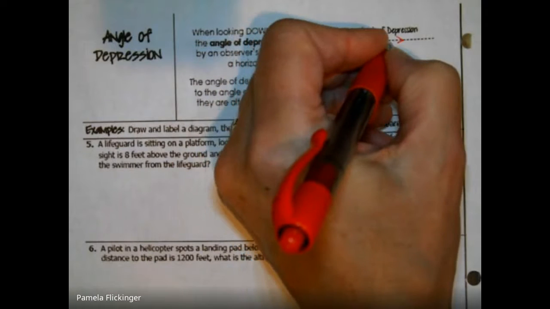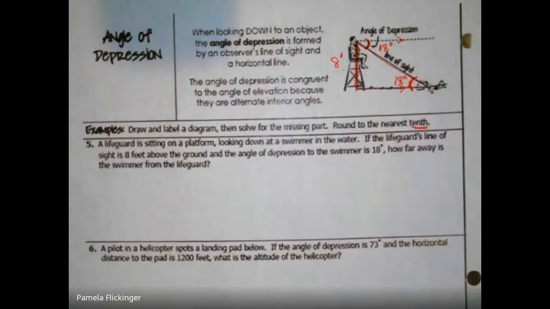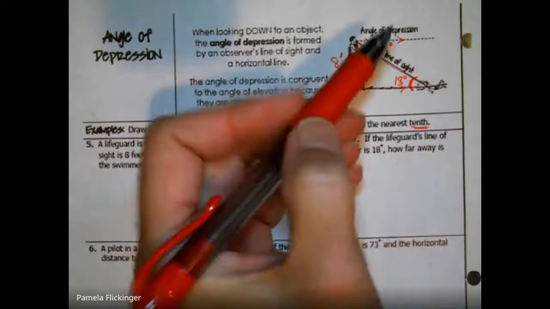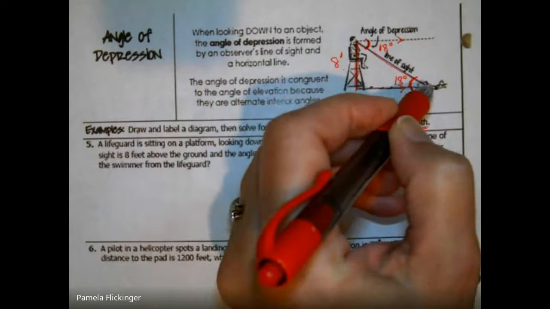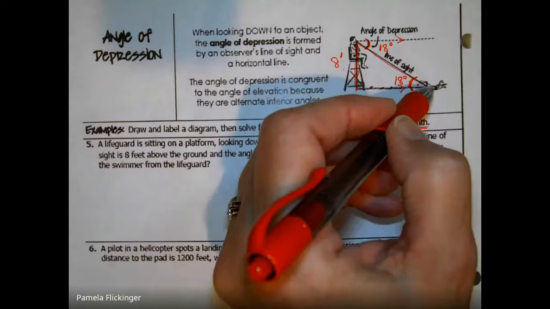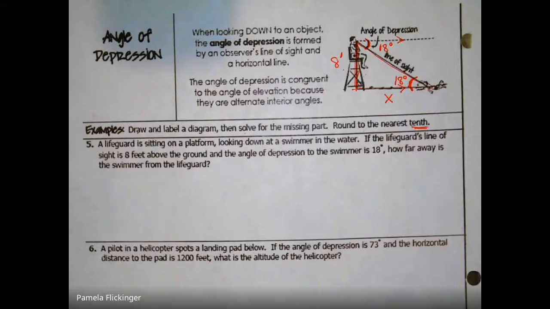So if that would be 18 degrees, then down here our angle of elevation is 18 degrees. And the question is, how far away is the swimmer from the lifeguard? They're not talking about this distance. The swimmer, if I told him to go to the lifeguard, would swim along the horizontal. So this is the distance that they're asking for.